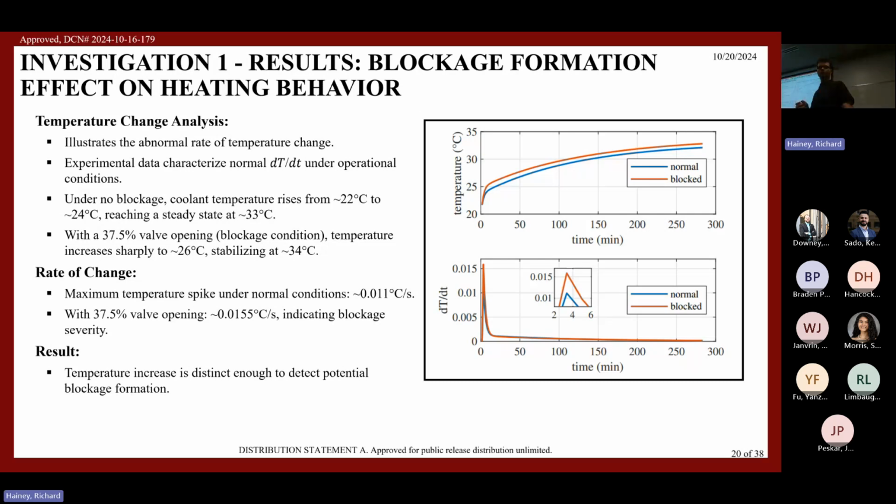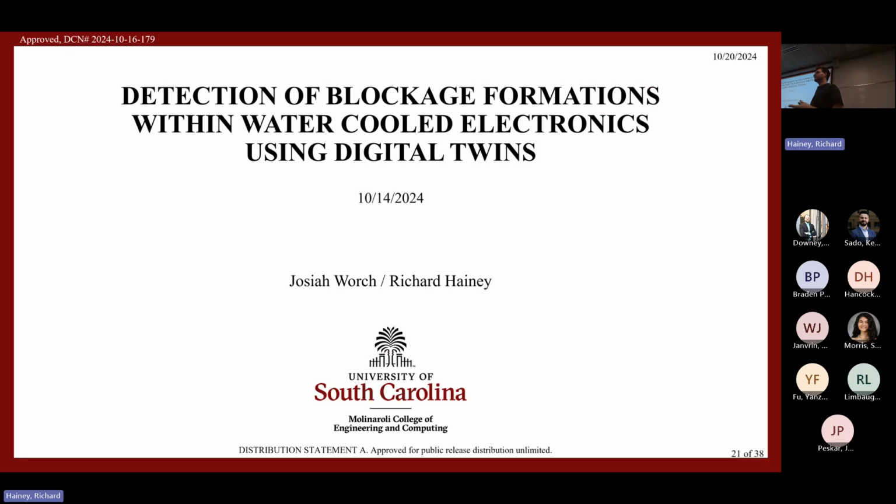So that brings us to the next step, which is creating a digital twin of our system that incorporates automatic data blockage detection and such. Detection of blockage formations within water-cooled electronics using digital twins.